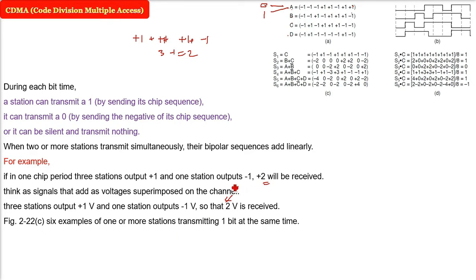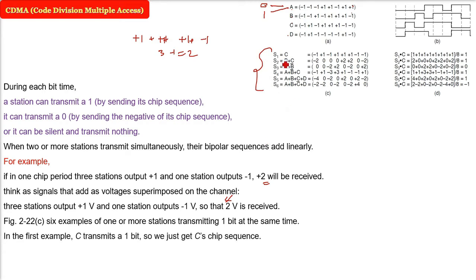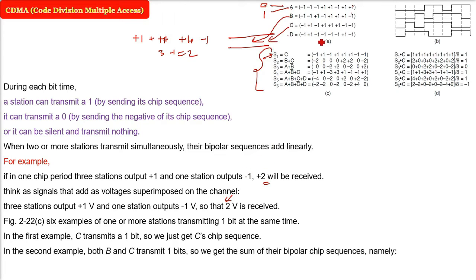Now you see from S1 to S6, 6 examples where one or more stations are transmitting 1 bit at the same time. The first example is S1, that is, only C transmits a 1 bit. So we will just get the chip sequence of C. What is the chip sequence of C? -1, 1, -1, 1, 1, 1, -1, -1.